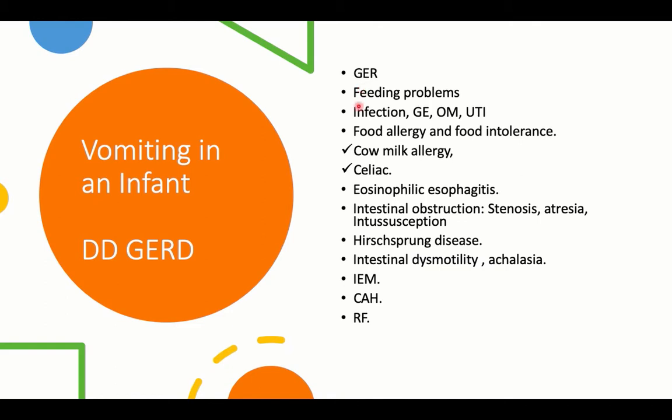Okay, others include feeding problems, maybe overfeeding, maybe too frequent feeding, which will be associated with vomitus in an infant. Vomitus can be related to infections like gastroenteritis, otitis media, renal tract infection, or it can be a food allergy or simply food intolerance, which is quite common also in this age period in the form of cow milk allergy and celiac disease. Eosinophilic esophagitis is an entity associated with persistent vomiting, and will be discussed separately.